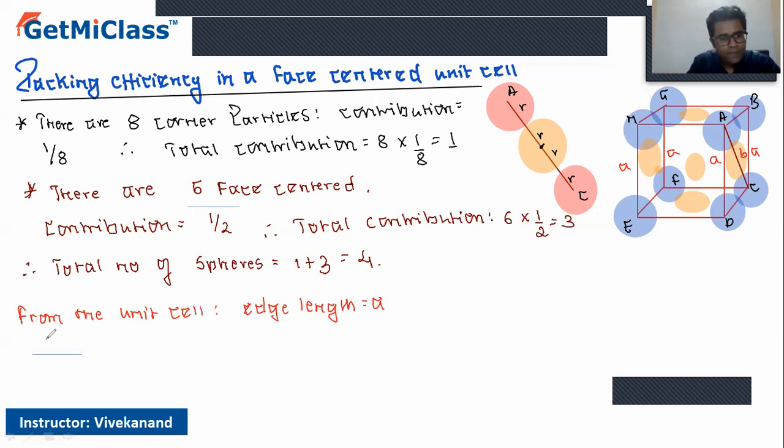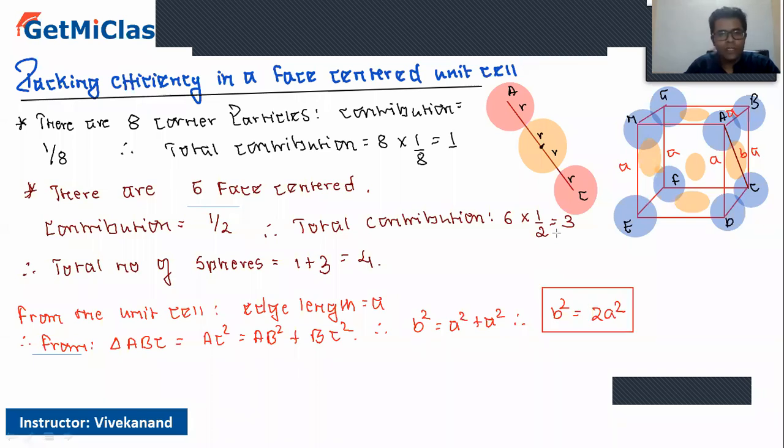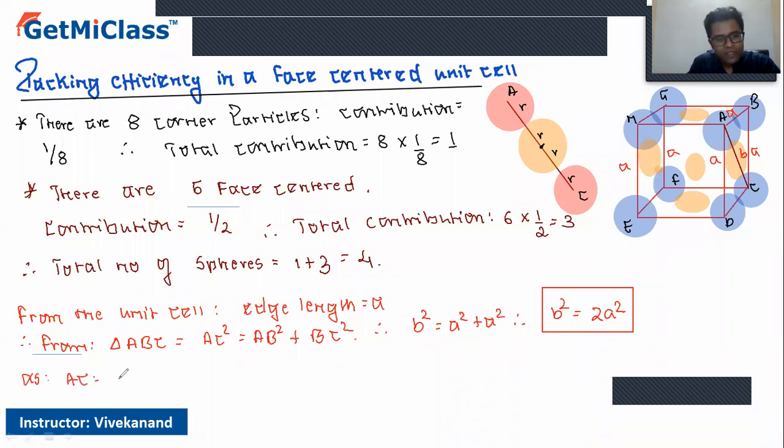Okay, therefore, from the triangle ABC, AC square is going to be equal to AB square plus BC square. The values of AB and BC we already know, and that is going to be A, right? So therefore, B square is going to be equal to A square plus A square, and therefore B square is going to be equal to 2 times A square. This is the first important point to note, right? Now, AC is nothing more than the face diagonal.